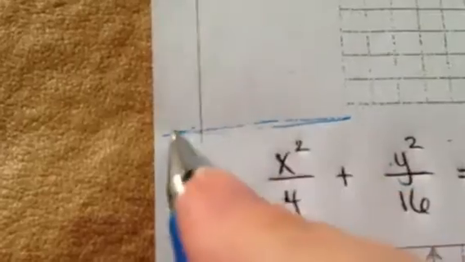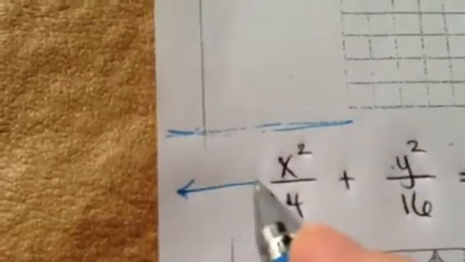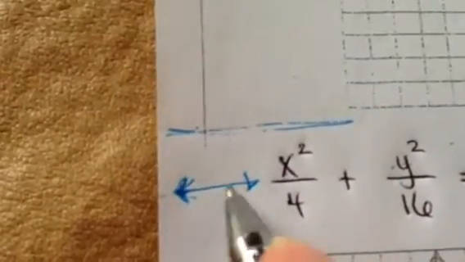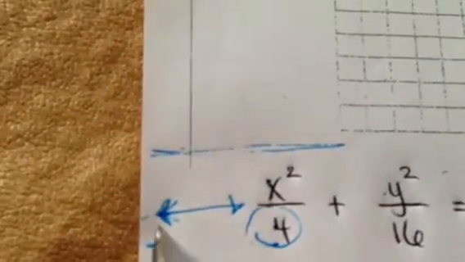Now, this is the easiest thing to do. Under the x, we have a 4. We all know the x-axis runs this direction, so this is going to tell me how far to move back and forth. How you find it is whatever this number is, you take the square root of it. And the square root of 4 is 2. So I'm going to go back and forth 2.